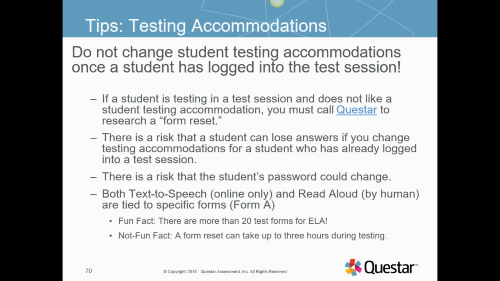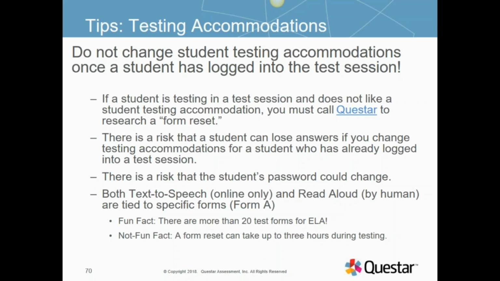A form reset. So here's an example that I used in one of the answers to one of the attendees here in the webinar. You've got a student who sits down, they open up the test, and that student should have text-to-speech. As soon as that student logs in, you can see on screen, you're the proctor, that student doesn't have the robot. The text-to-speech player does not appear on the lower right of the student's test form. At that point, what's happened is that student has been served randomly one of the 21 other forms for ELA, right? There are 22 forms for ELA.